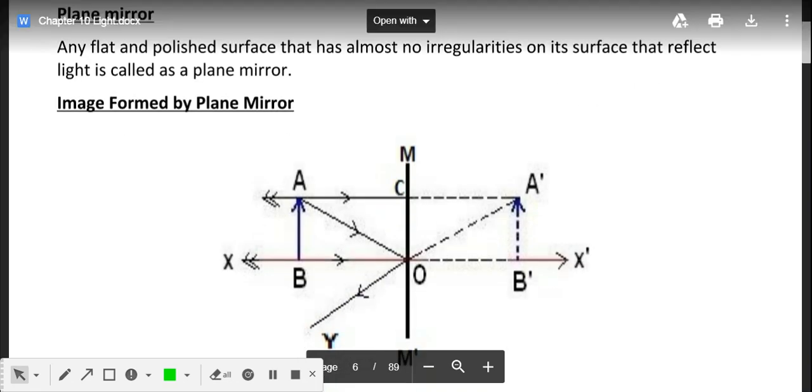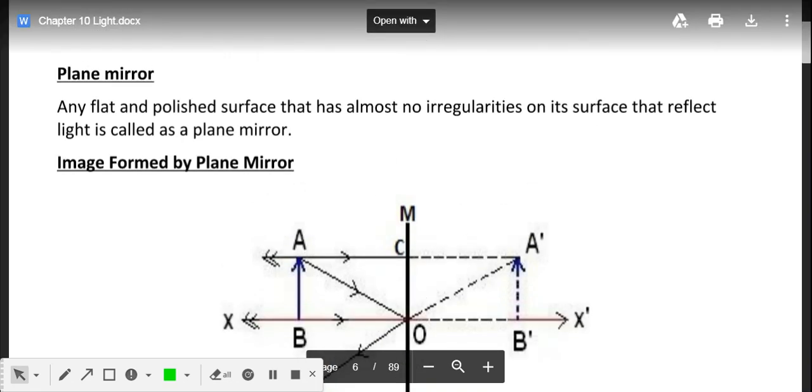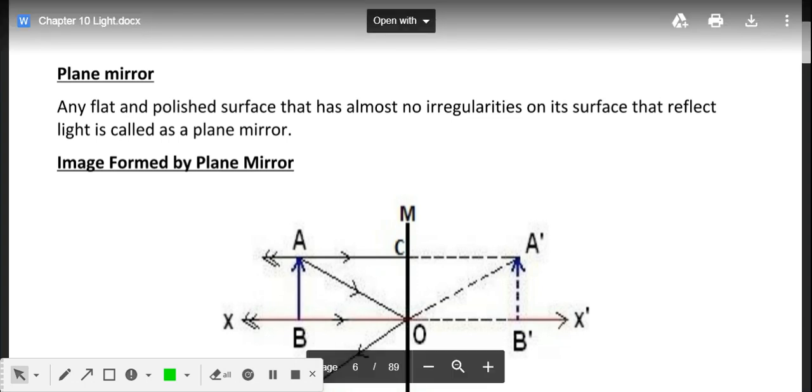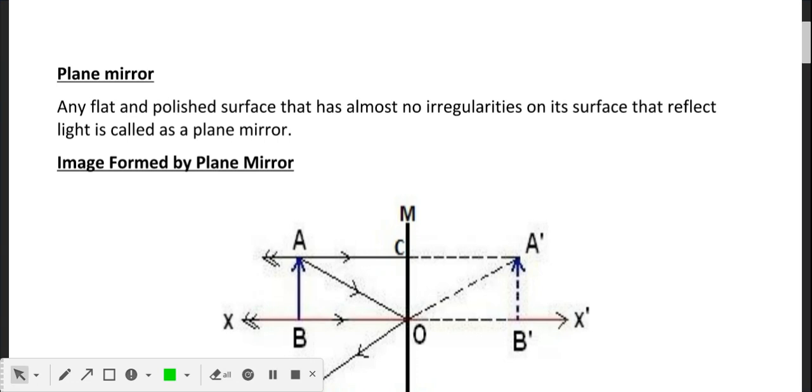That's the most important thing. What is a plane mirror? Any flat or polished surface that has almost no irregularities on its surface and reflects light is called a plane mirror. That means a mirror that is completely straight, with no irregularity on it, is known as a plane mirror. Irregularity means ups and downs. It should be a plain and polished surface, flat, not any curve.